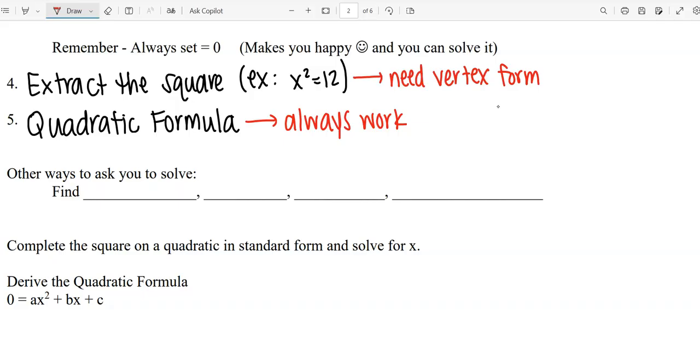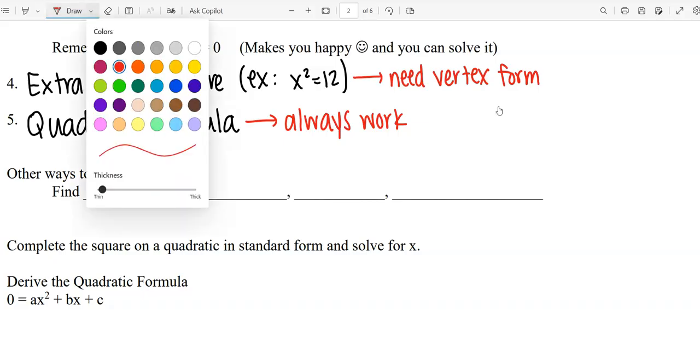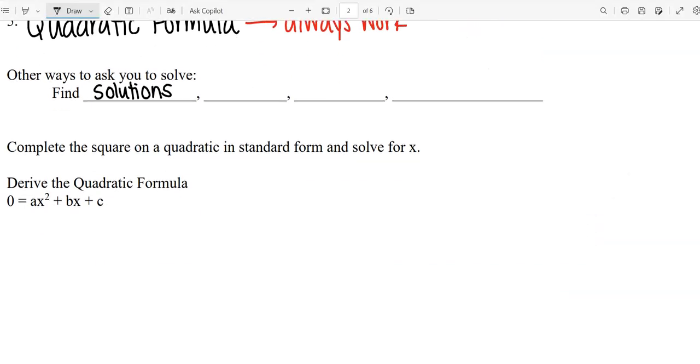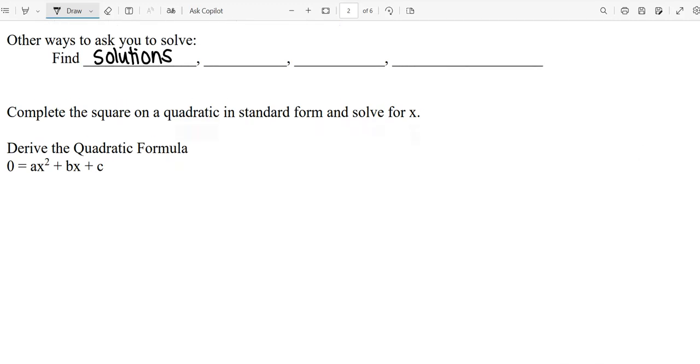Other ways that I can ask you to solve: I could say find your solutions. What else could I say other than solutions that would mean that you have to solve it? X-intercepts, I'm going to put that in the long blank on the end. X-intercepts. What else? Zeros. There's one more word. Roots. Those all mean the same thing.